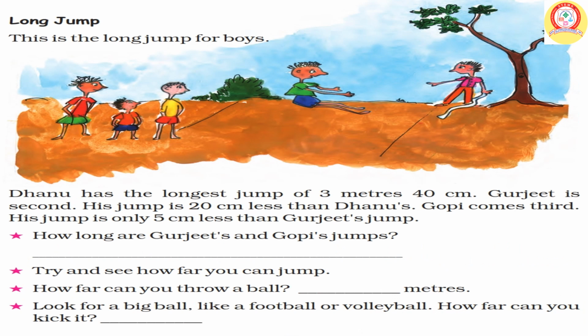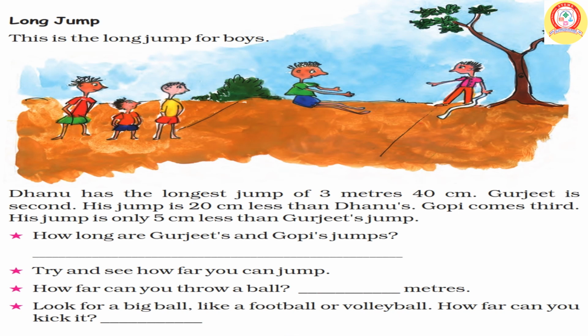Page number 17. The next is long jump. This is the long jump for boys. Dhanu has the longest jump of 3 meters 40 centimeter. Gurjeet is second. His jump is 20 centimeter less than Dhanu's. Gopi comes third. His jump is only 5 centimeter less than Gurjeet's jump. Now the question is, how long are Gurjeet and Gopi's jump?